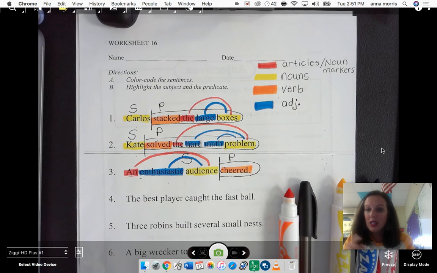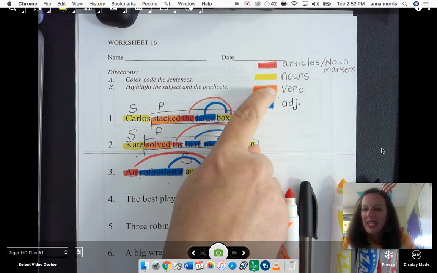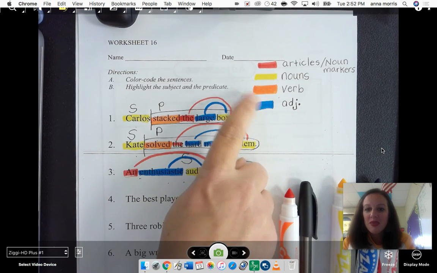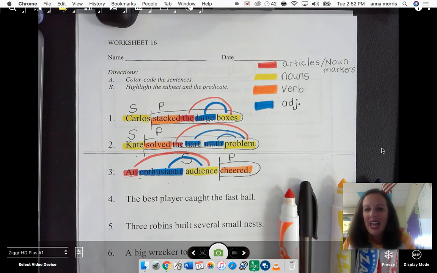Okay, I hope that you had a good time making some rainbow sentences with Miss Morris. Remember, noun is a person, place, or thing. A verb is normally an action word. An adjective is going to describe a noun. And those words like a, an, and the, those are noun markers, and they let us know that a noun is coming. I'm proud of you. Keep coding. You'll get better at it.